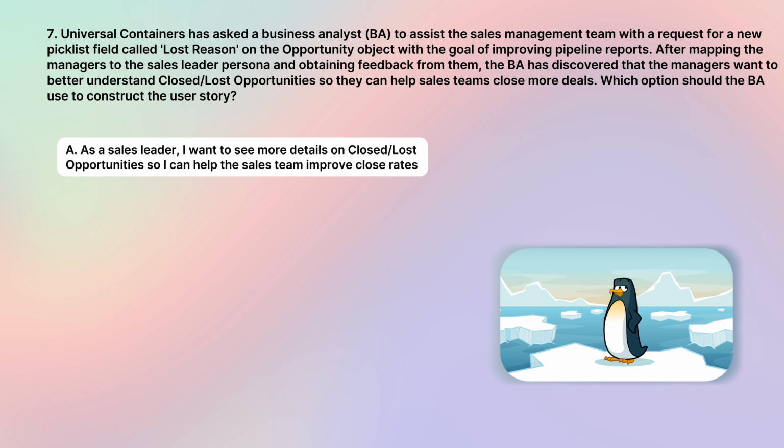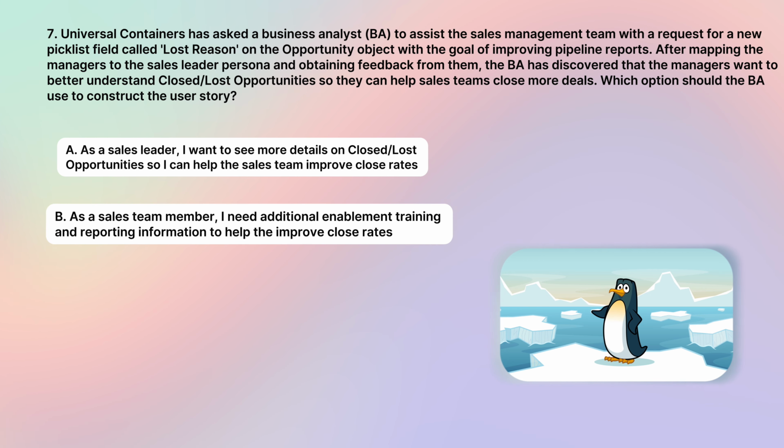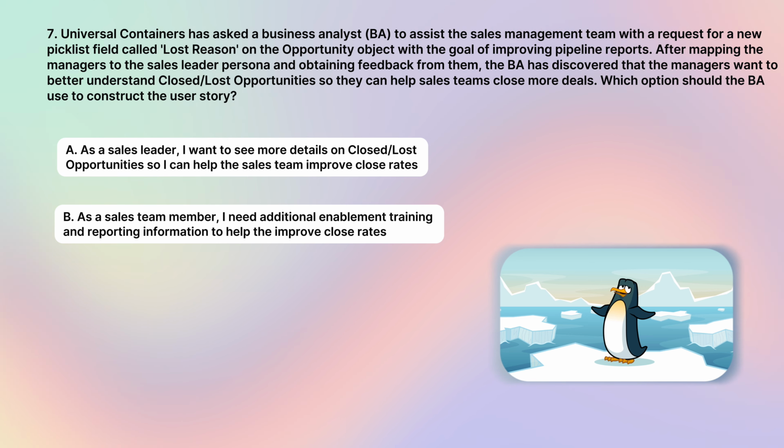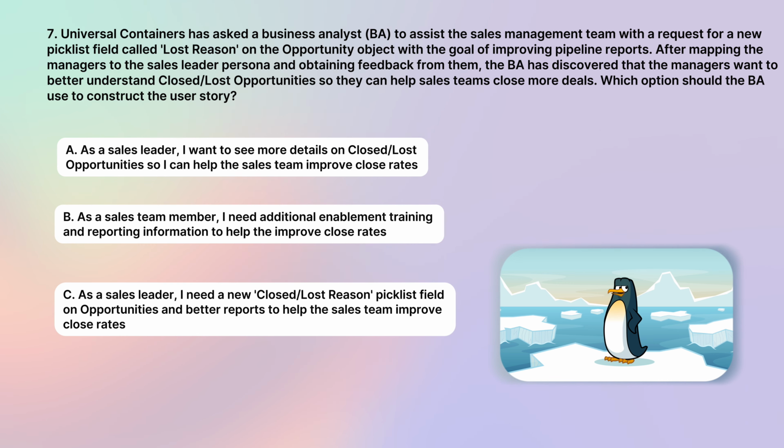A. As a sales leader, I want to see more details on closed lost opportunities so I can help the sales team improve close rates. B. As a sales team member, I need additional enablement training and reporting information to help improve close rates. C. As a sales leader, I need a new closed lost reason picklist field on opportunities and better reports to help the sales team improve close rates.